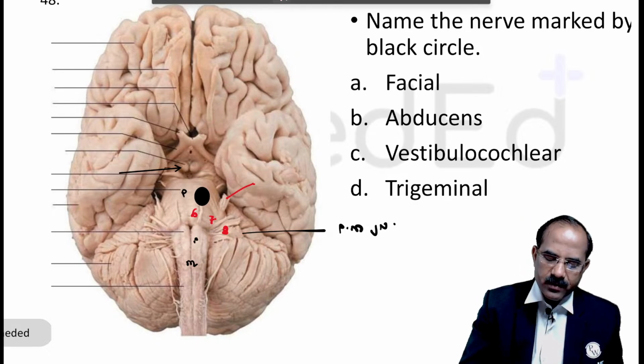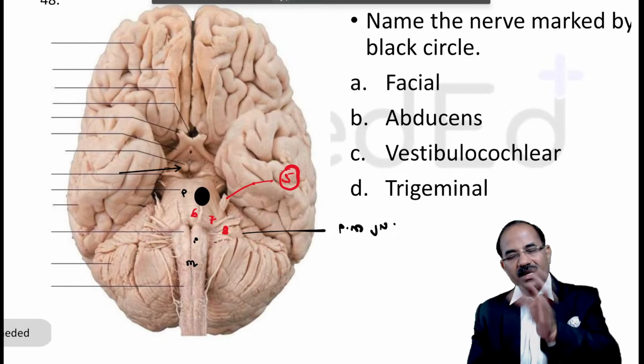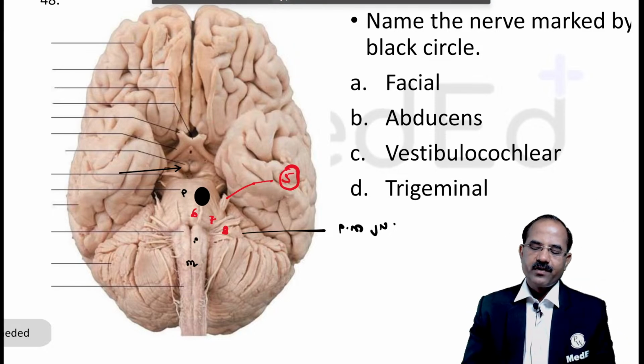What is this nerve, students? Can anyone say? This is the fifth nerve. The nerve attached at the junction of the pons with the middle cerebellar peduncle is the fifth nerve. Pons with the middle cerebellar peduncle. That's the fifth nerve. Okay.